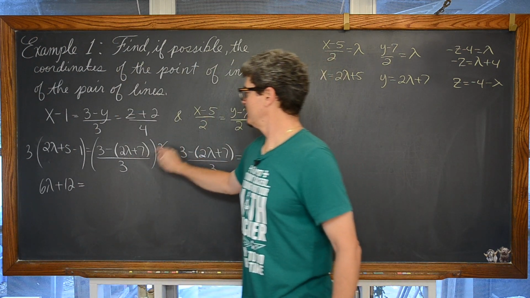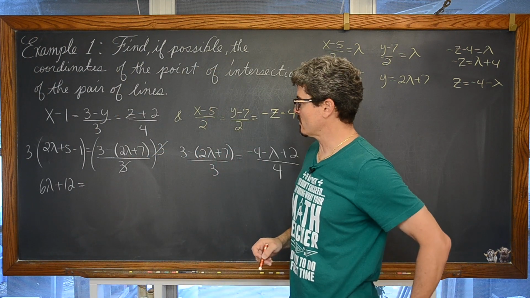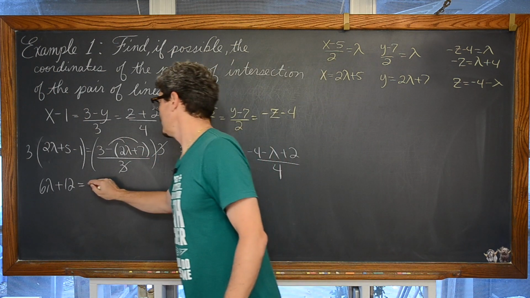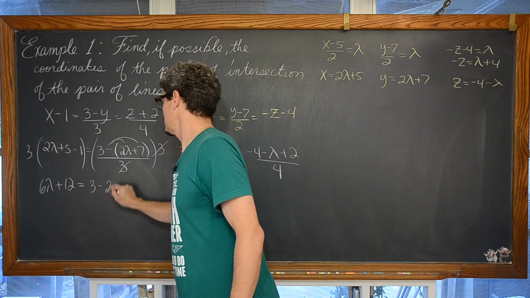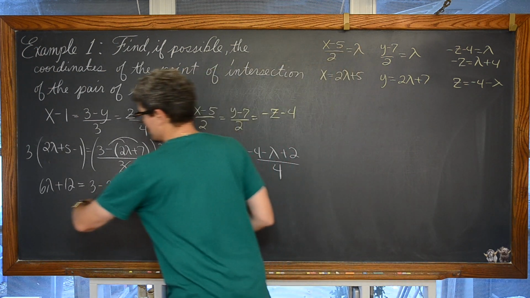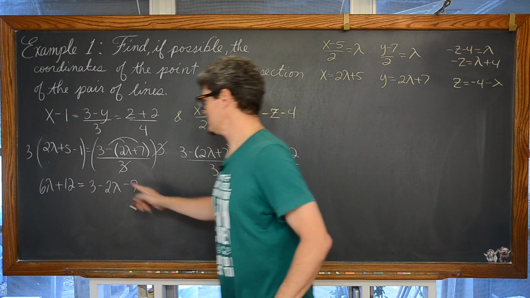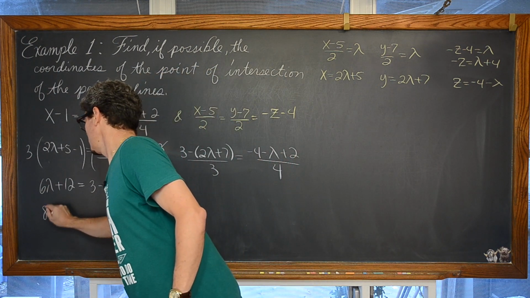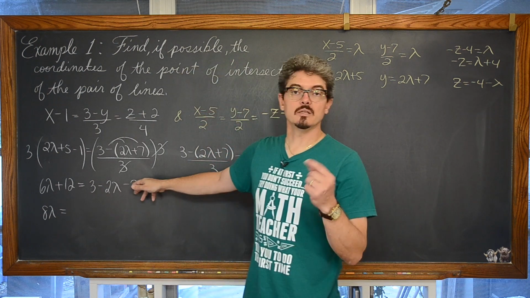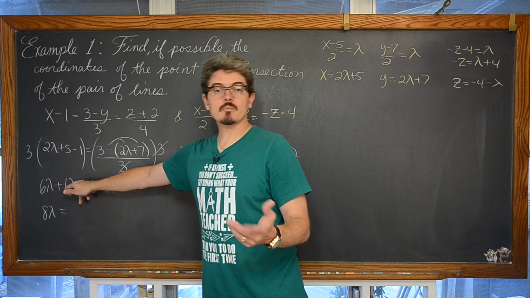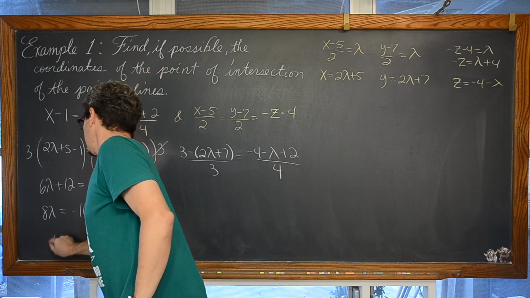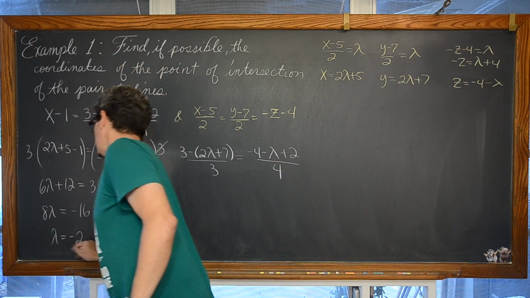Now here, the multiplication and division of 3, of course, cancel out. We're going to distribute this negative 1, and we're going to have 3 minus 2 lambda minus 7. So we're going to bring this negative 2 over to the left by addition, so that's going to give us an 8 lambda. We have 3 minus 7 is negative 4. Negative 4 minus 12, to bring that over with subtraction, of course, is going to give us negative 16, and lambda is equal to negative 2.